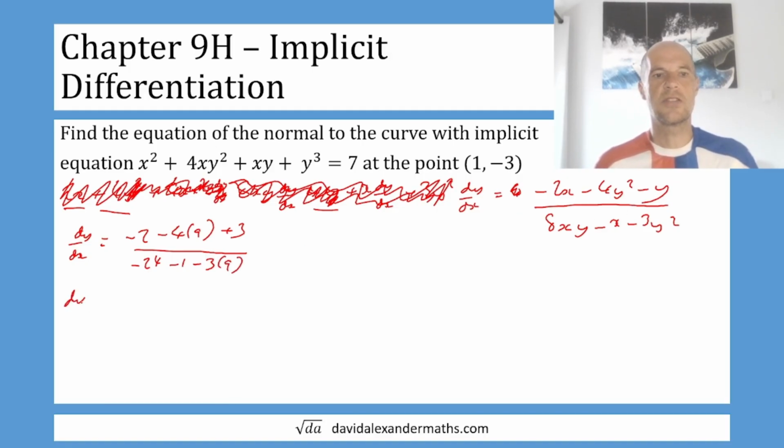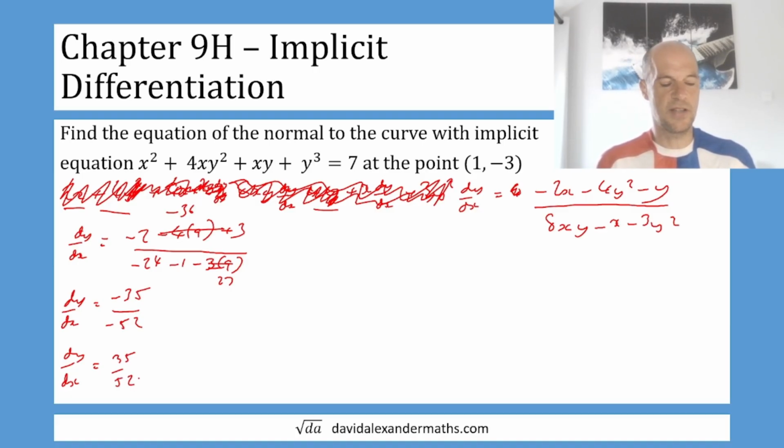So let's tidy this up. So dy by dx is minus 2 minus 36. So that's minus 38. Minus 38 plus 3 is minus 35. And here we've got negative 24, take away 1, take away 27. So minus 24 minus 28 is minus 52. Okay, so the gradient of the tangent is 35 over 52. Pretty certain that does not simplify.